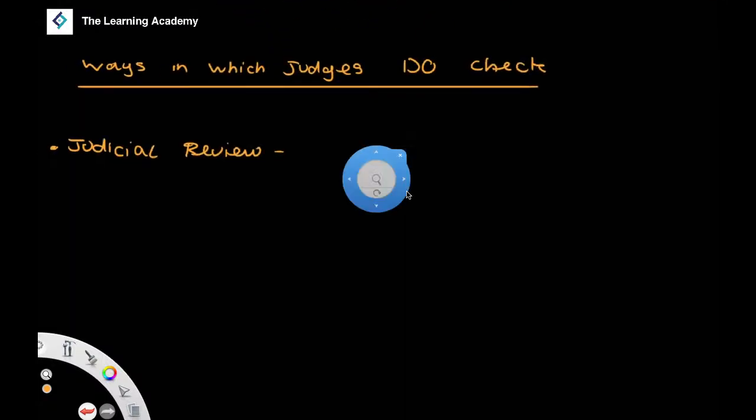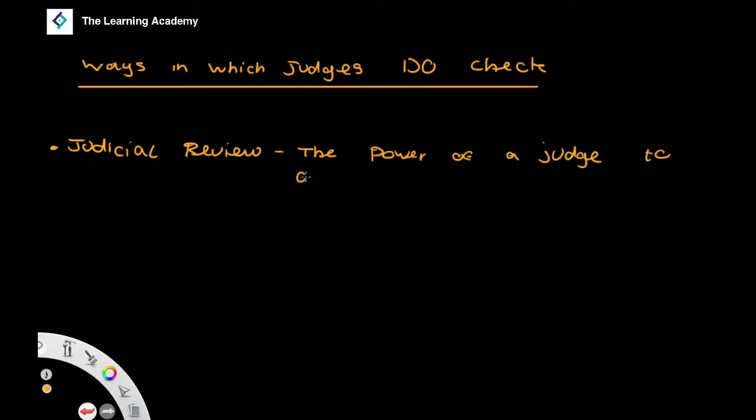So, in the UK, unlike in America, judicial review is less powerful, because in the UK we have the principle of parliamentary sovereignty. Judicial review allows a High Court judge to examine the lawfulness of decisions that are made by public bodies. So we're just going to write it in shorthand. The power of a judge to assess the lawfulness of an action by a public body.